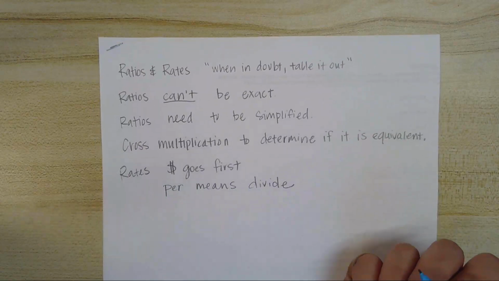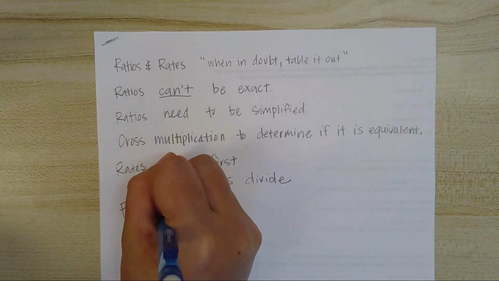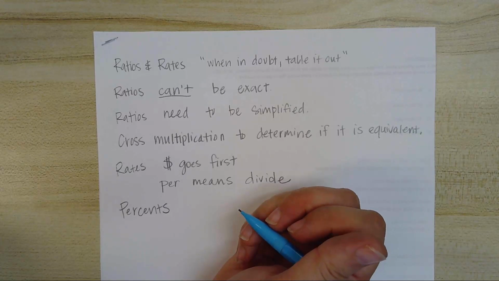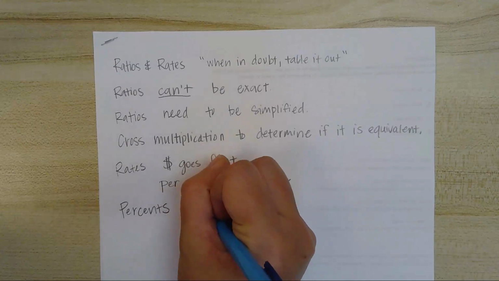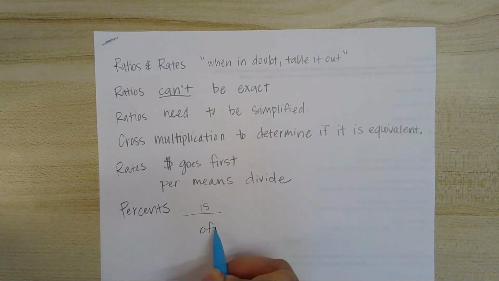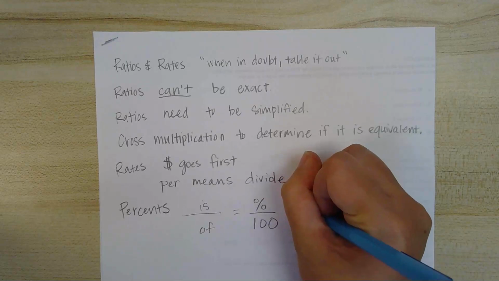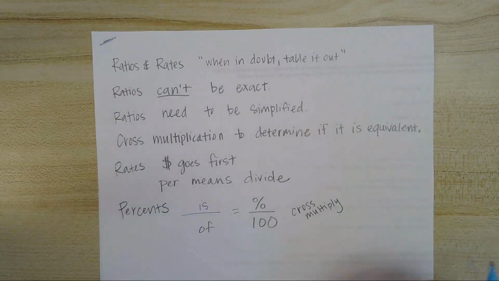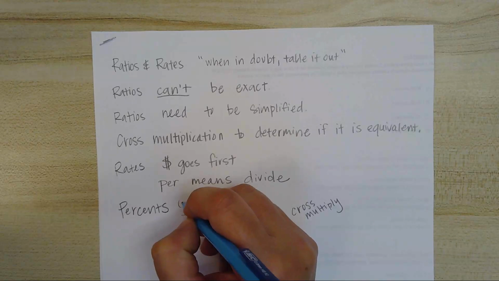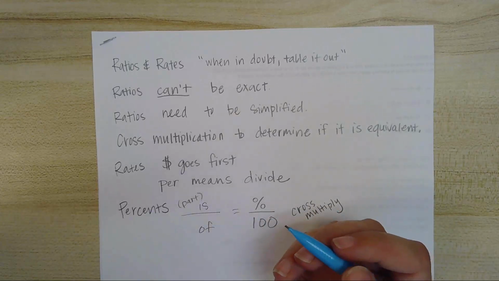And the last thing that we're going to write down, percents. Hocus pocus. Everybody focus. We shouldn't be putting up anything, and we should be writing this down. Percents. Your very best friend is is over of equals percent over 100, and then you have to cross multiply to find the missing value. Get it? Got it? And another word for is could be part. Another word for of is whole.